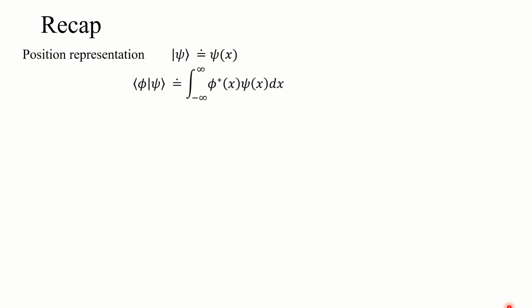So to recap where we are, we have developed this position representation, which is a continuous basis representation of position, where our state vector is represented by this wave function. And we have this notation where our inner product gets evaluated as this integral from negative infinity to positive infinity of the wave function and the complex conjugate of the wave function of those two states, integrated over all the positions.